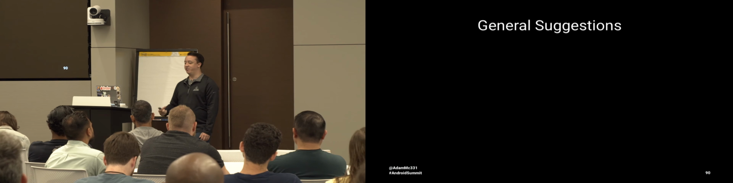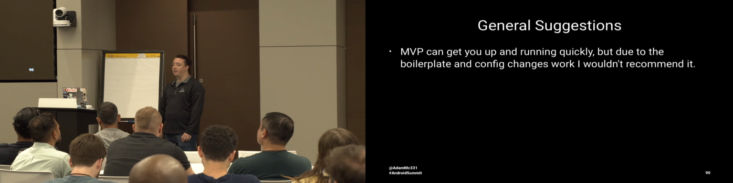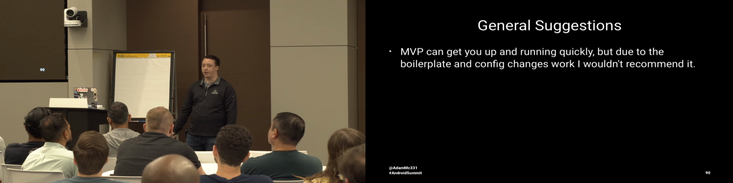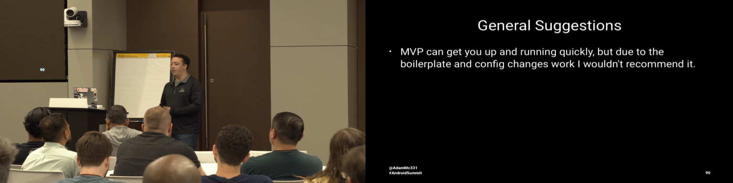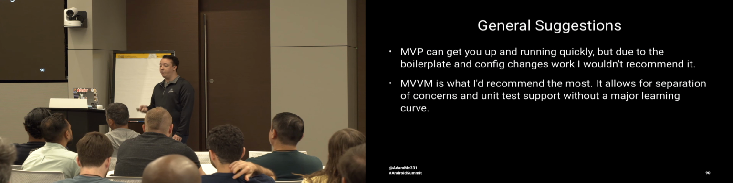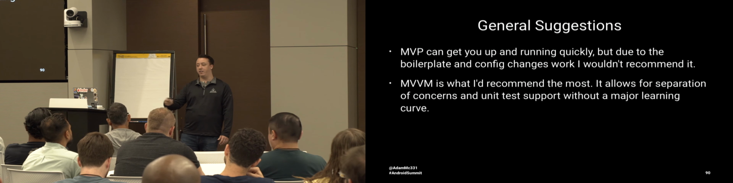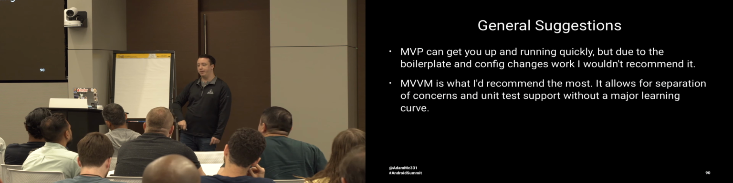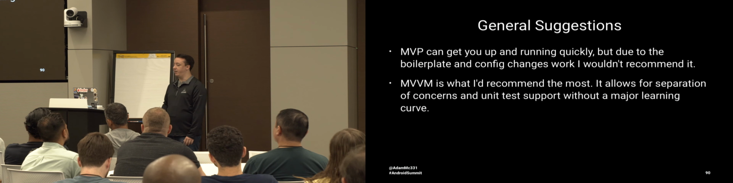But I said I would try to answer the questions, give that opinionated answer to all of this. What should I use? So here's my takeaway on this. While MVP can get you up and running quickly, due to the boilerplate of the contract class and the work for config changes, I don't really recommend it. If your app is already using it, don't take that as you should feel bad, because you have separated concerns, you have testability, it does work. But if I was writing something new, not something I would recommend. MVVM is what I do recommend the most. It allows for separation of concerns and unit testing support and these config changes without a major learning curve. It's basically the same thing as MVP, you just separate that view dependency.